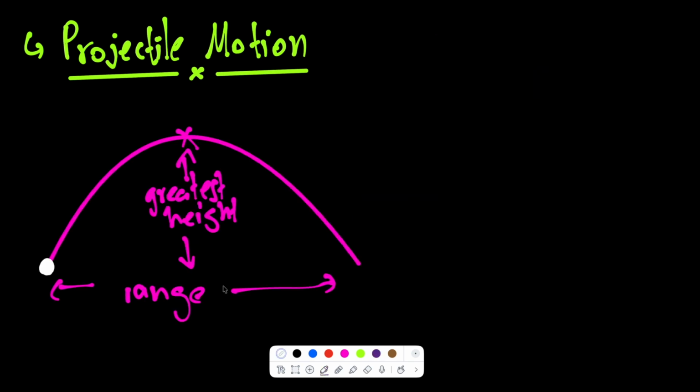Some key terms in projectile motion are the range and the greatest height. The range is the distance considered along the horizontal plane that the object travels, and the greatest height is the maximum height that the object reaches, considering the vertical plane. At this greatest height, the object has a vertical velocity of v equals 0. The horizontal velocity will not change, but the vertical velocity will become 0.